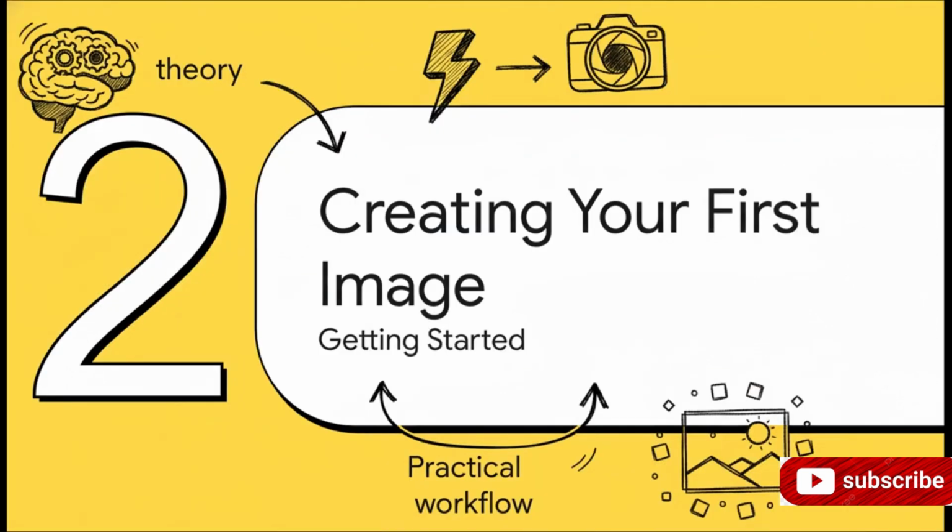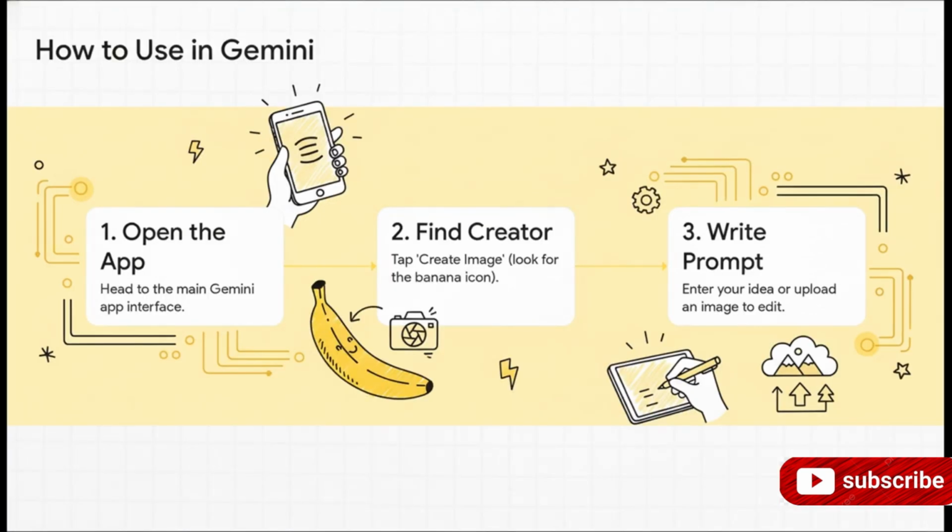Okay, that's all great in theory, but how do you actually use it? Let's walk through it. It's actually incredibly simple to get started. It's really just 3 easy steps. First, you pop open the Gemini app. Second, you tap on Create Image. And yeah, you are literally looking for a little banana icon, which is fun. And finally, you just start writing.